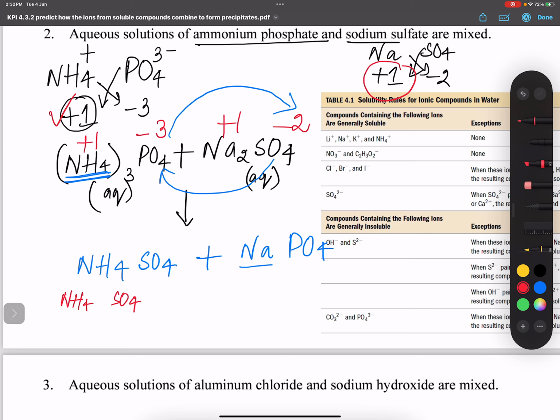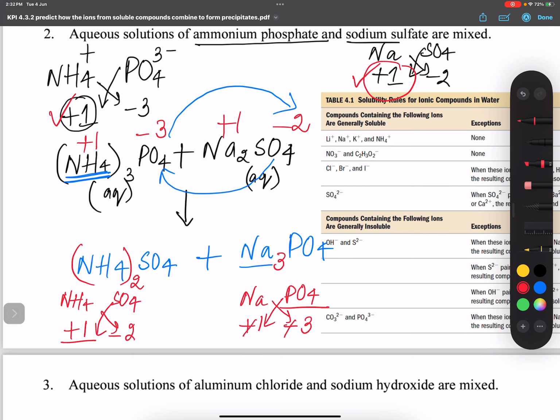What is the charge on Na plus? It's plus, NH4 is +1 and SO4 is -2. Crisscross, so you have NH4 twice, all right? And Na with PO4, Na has a charge of +1 as you can see up, and PO4 has a charge of -3. Ignore the charges, crisscross. So you have Na3PO4. Once you have identified the product and the correct formulas, then predict their states.